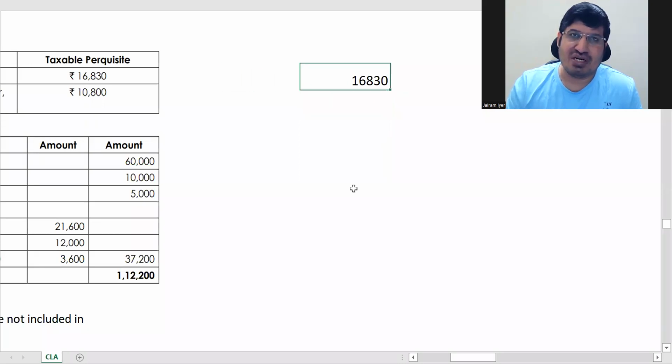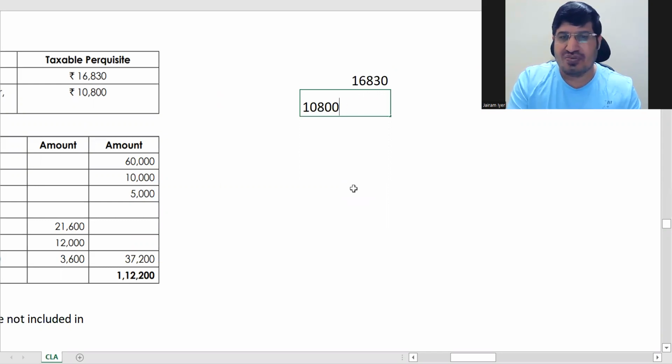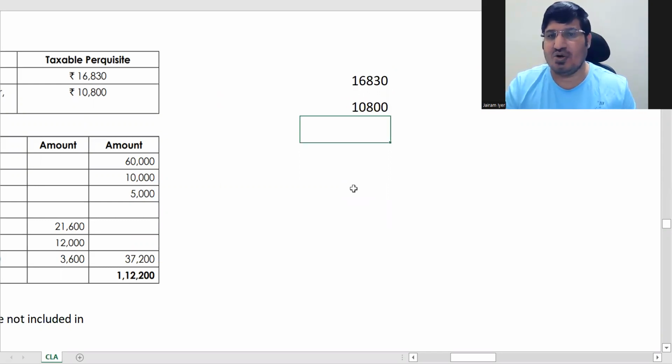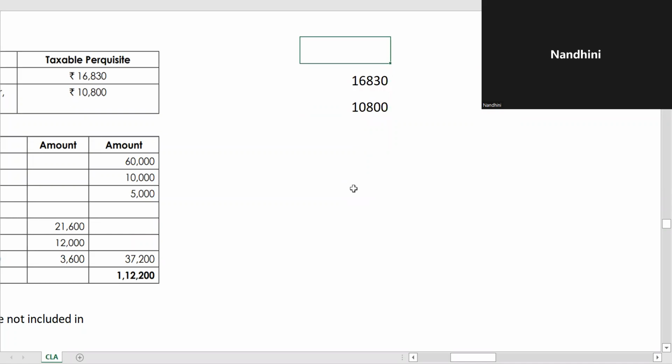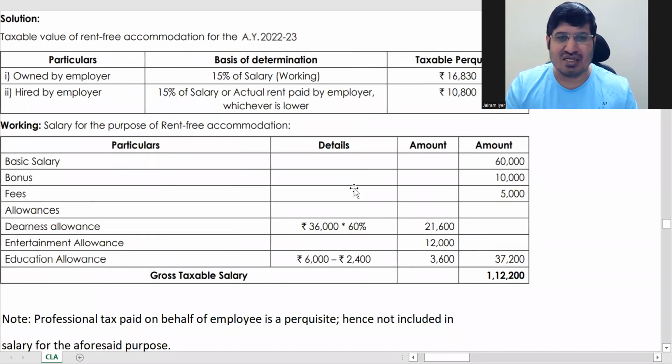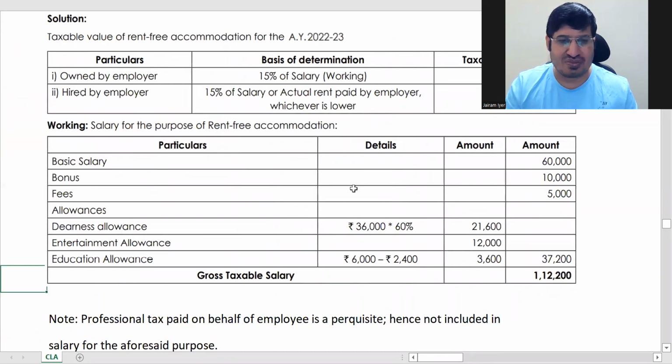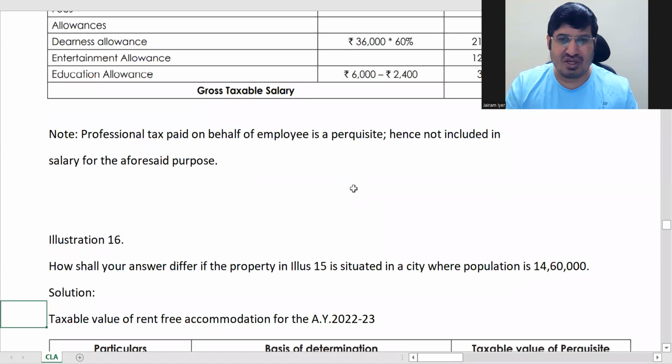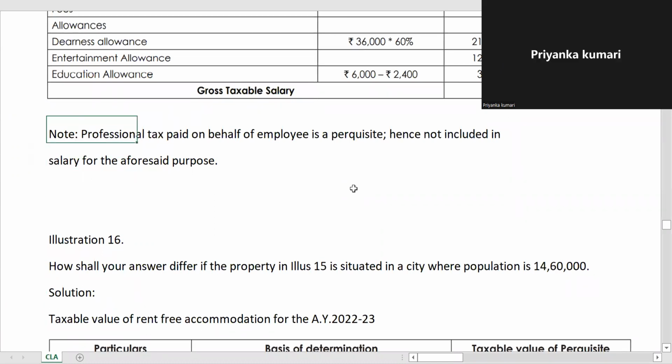And what about second? Second again, 15% of salary you need and rent paid. 900 the rent, right? So 10,800. 900 into 12. Okay. What is the lower of the two? 10,800. That's why second one is 10,800. Understood? Okay. Professional tax is not taken.